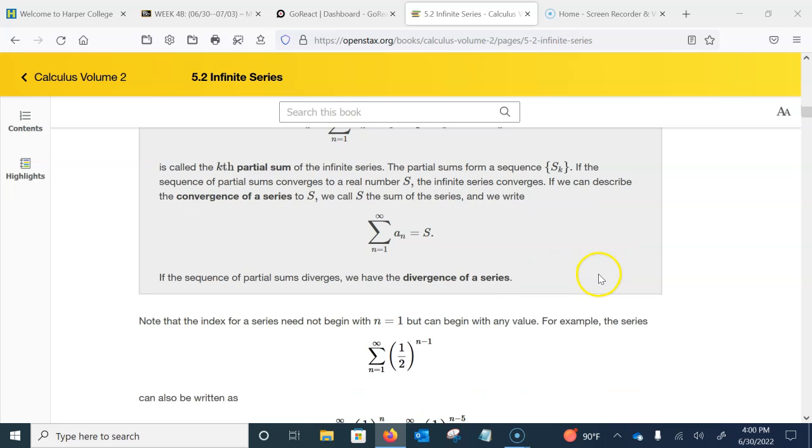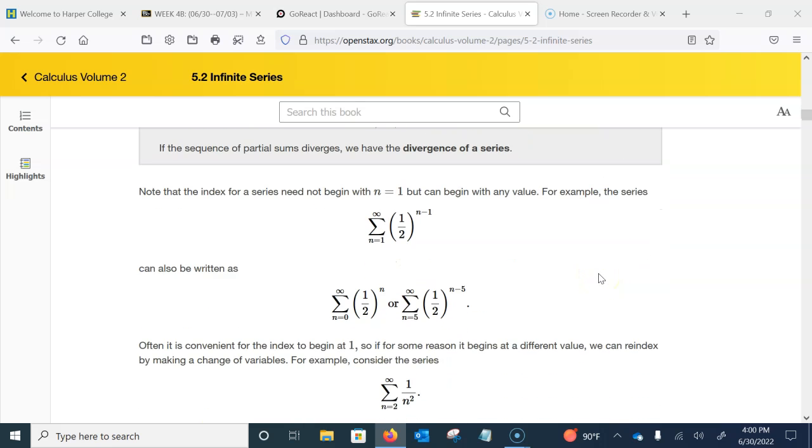All right, a word about index notation. Before, I had mentioned in 5.1 that sequences could start at n equals any particular value. It doesn't have to be n equals 1. The same thing with series. You don't have to start always at n equals 1. You could relabel the indices.